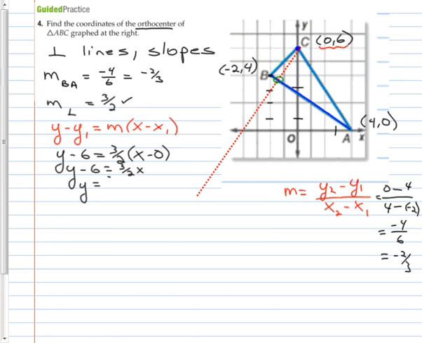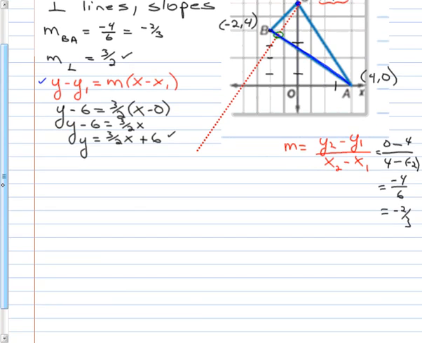Y equals 3 over 2x plus 6. This is the equation of my perpendicular line. Now the reason I needed that is I need to know where it intersects this line BA. So I need to do the same idea with my point slope form for line BA so I can get that equation. Then we're going to see what we do with those two equations.